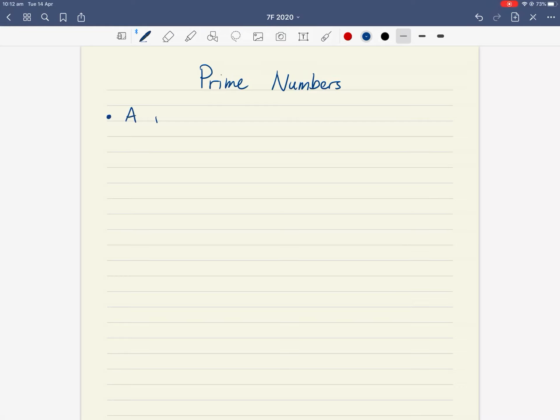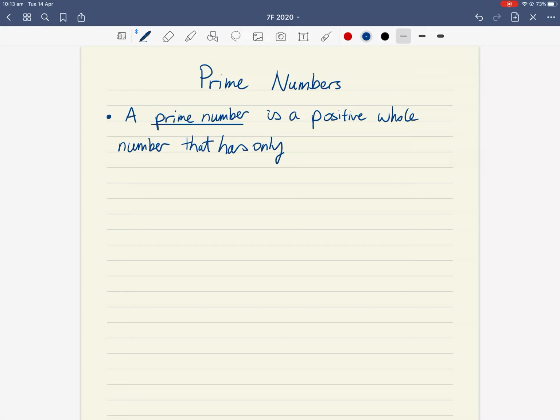So definition, a prime number, I'm going to underline that because that's an important keyword. A prime number is a positive whole number that has only two factors, which is namely 1 and itself.